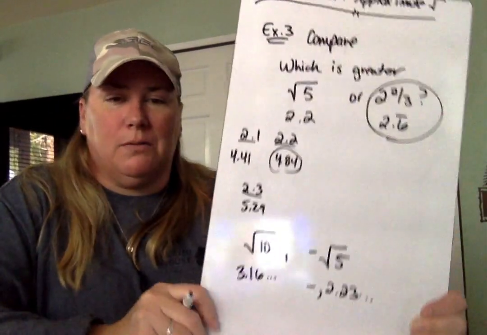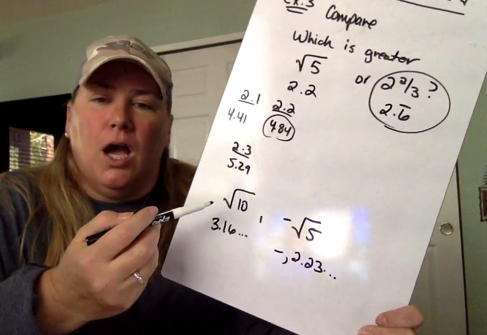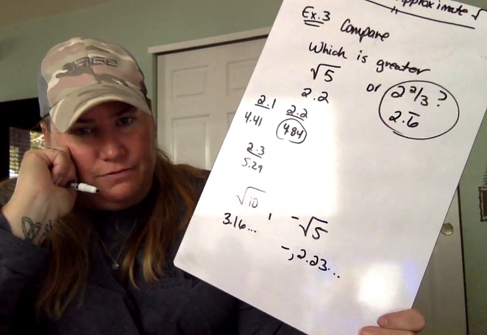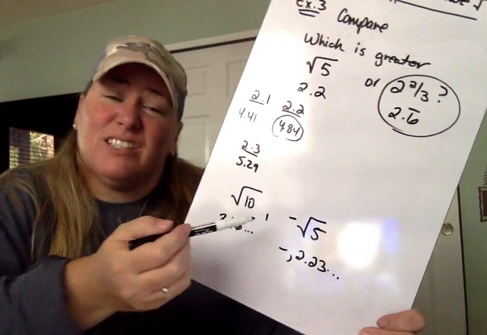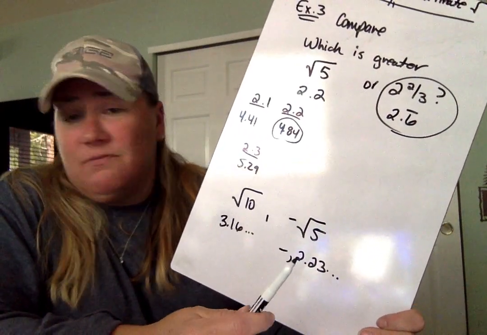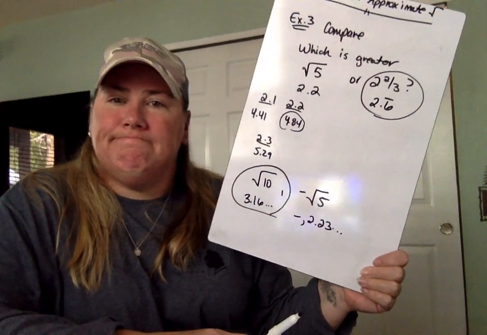So, when you are comparing these, which one's greater? Remember, all positives are always greater than any negative. You don't actually even really have to take the square root of these. If you can remember that any positive is greater than any negative, you're good to go. So the greater one is square root of 10.